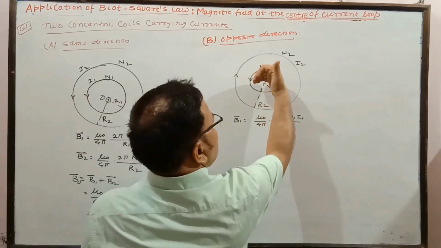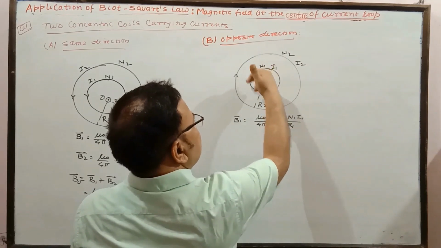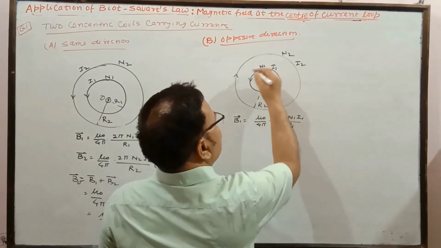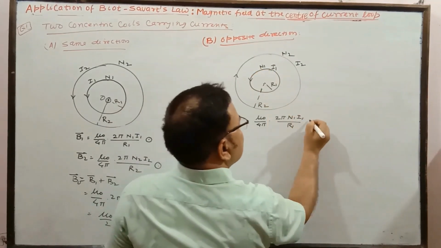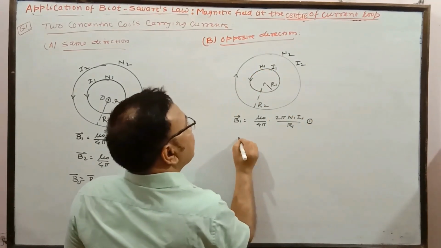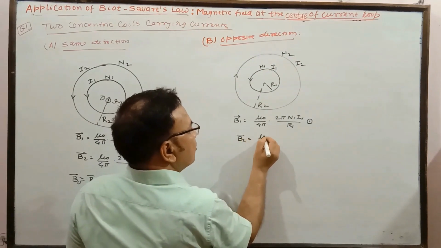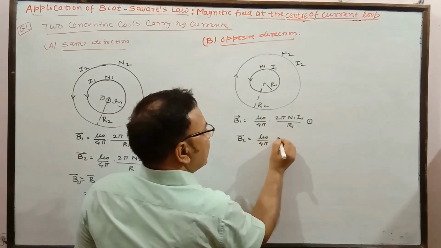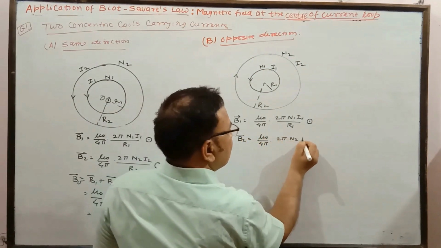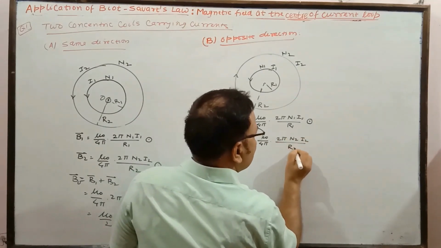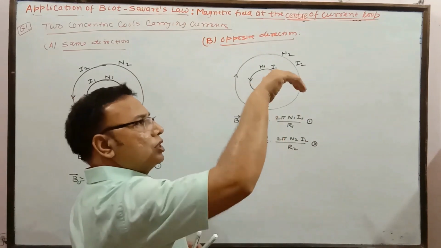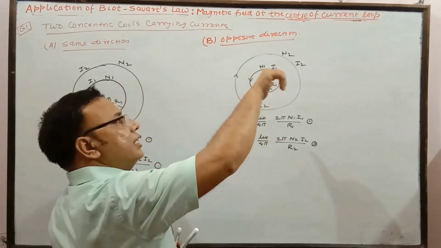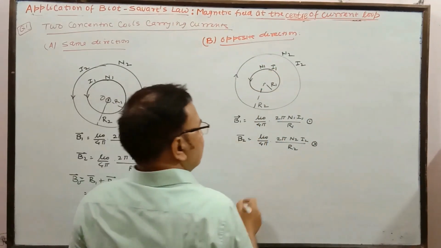First is anti-clockwise. Anti-clockwise is this. So this curve is showing the direction. If it is anti-clockwise, the thumb is towards us, so this is denoted by dot. For the second outer one, B2 is equal to mu naught upon 4 pi 2 pi N2 I2 upon R2 into cross. Why cross? Its direction is clockwise. So if you curl the finger clockwise, in that case the thumb is going in. So that is why cross.